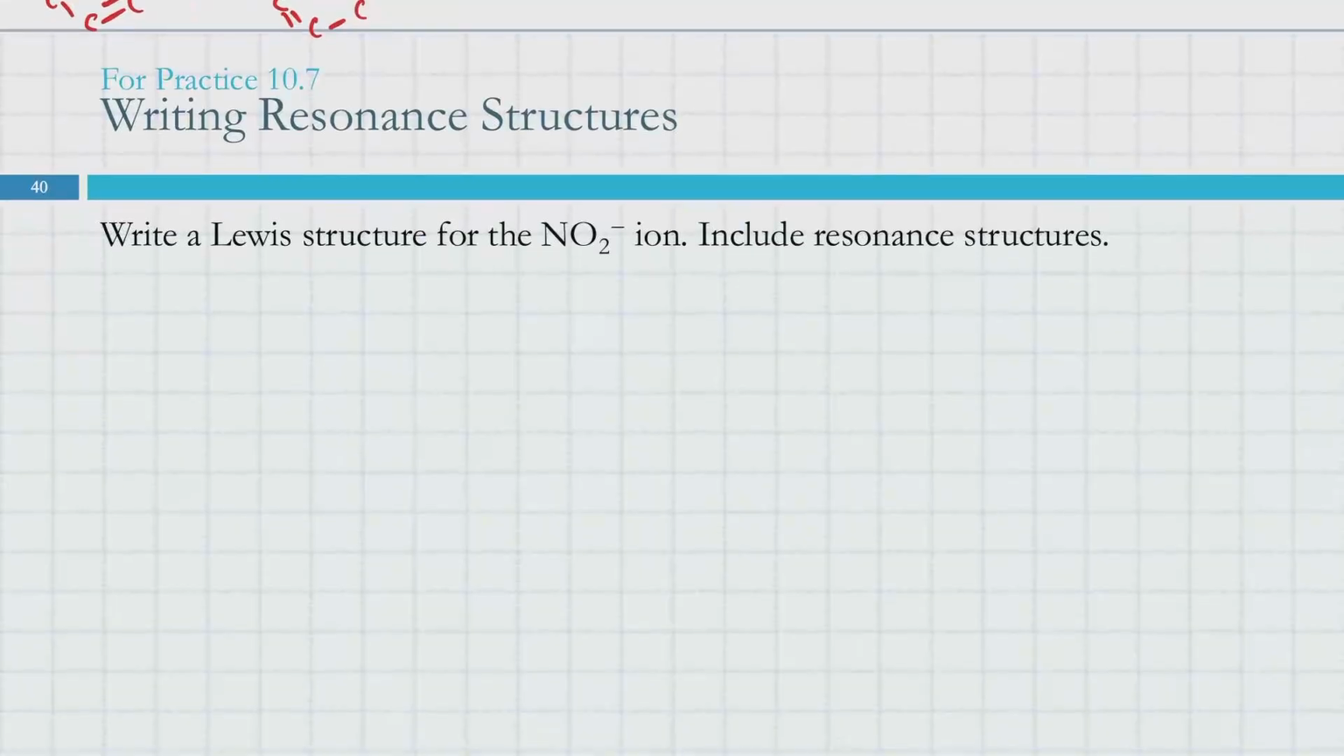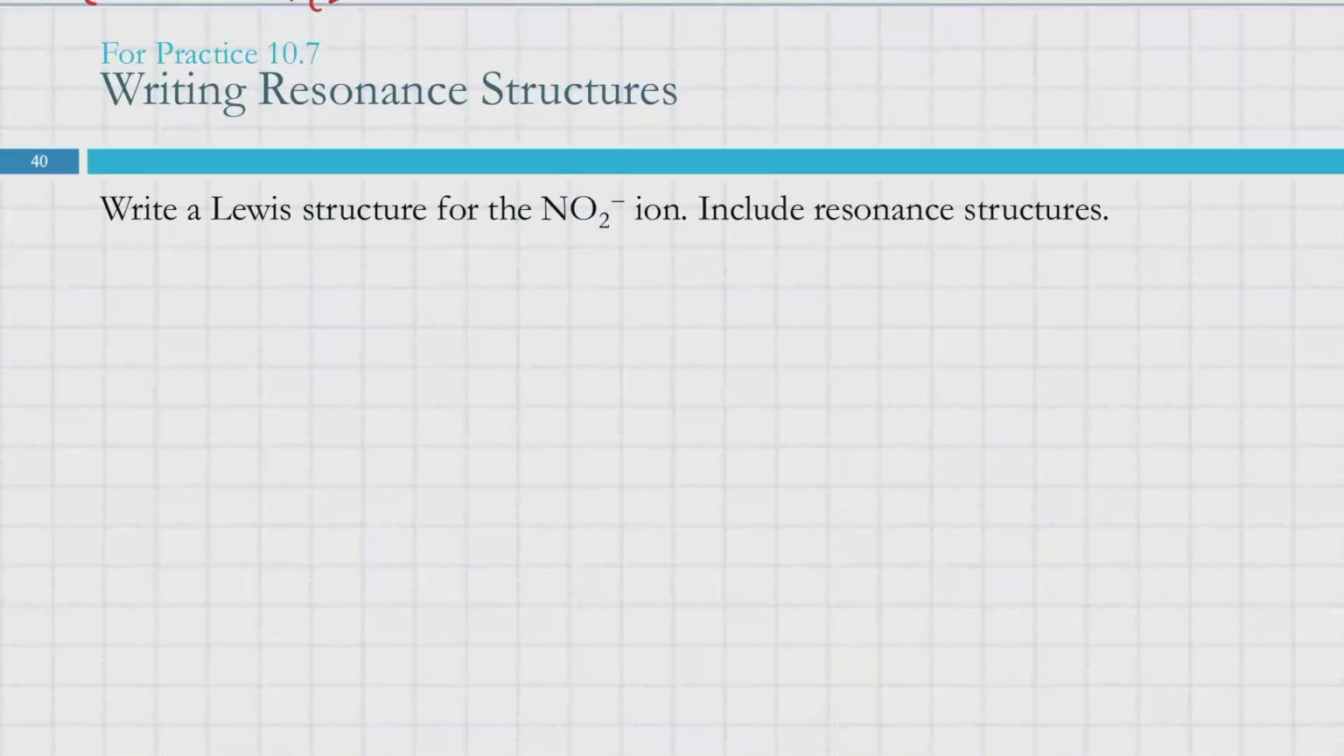Okay, some practice for you. Please write a Lewis structure for the NO2 minus nitrite ion. Don't forget to include resonance structures. Okay, we want a Lewis structure for the NO2 minus ion, including resonance structures. For symmetry purposes, nitrogen goes in the middle, and so we get O N O for our skeletal structure.